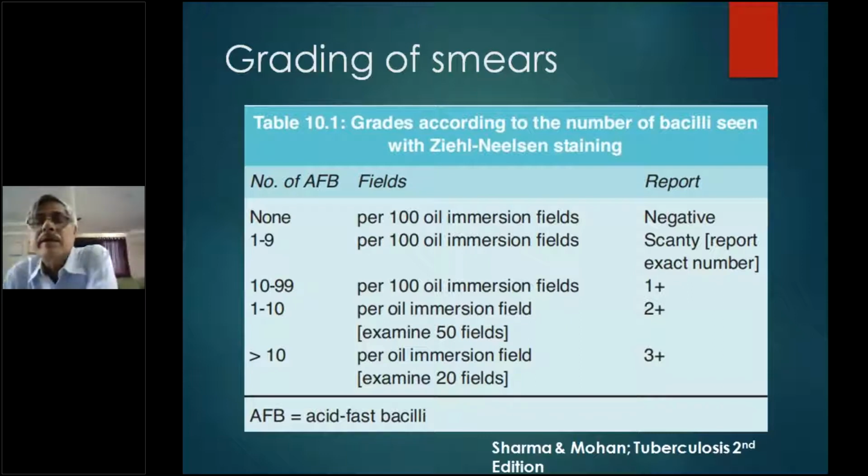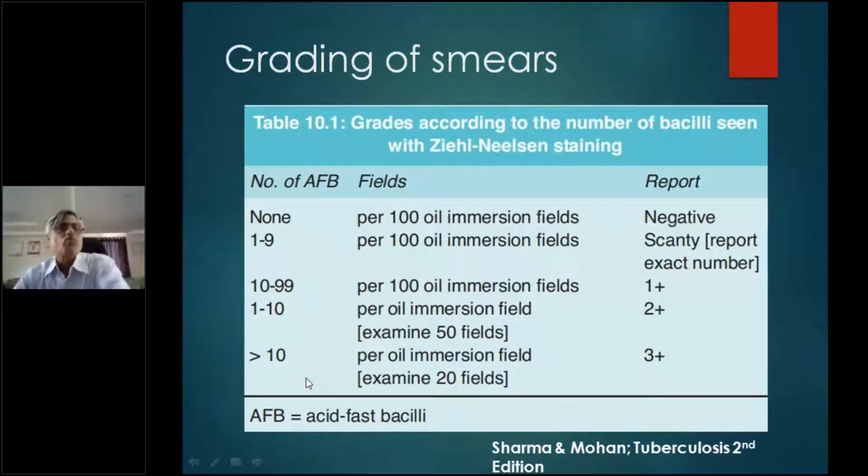For smear examination, you have to spend a minimum of 10 minutes on each slide. The report is given like this. If we don't see any bacilli in 100 high immersion fields, it is negative. 1 to 9 bacilli in 100 oil immersion fields, you report as scanty. 10 to 99 in 100 oil immersion fields is 1 plus. 1 to 10 per field is 2 plus. More than 10 per field is 3 plus.